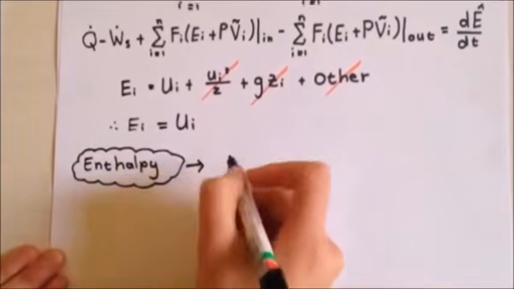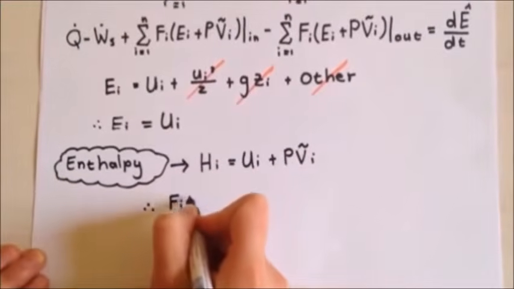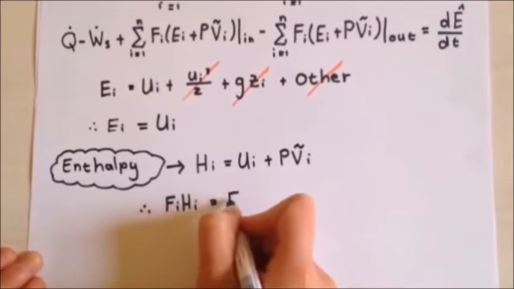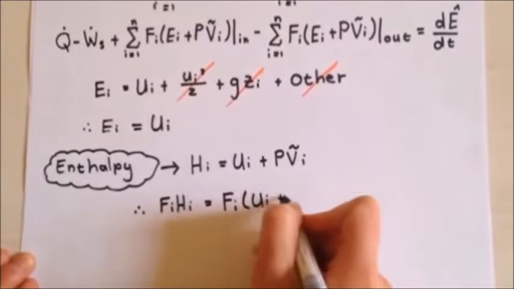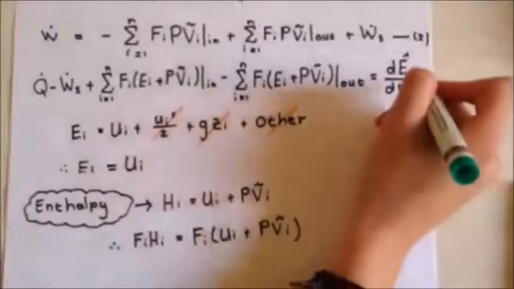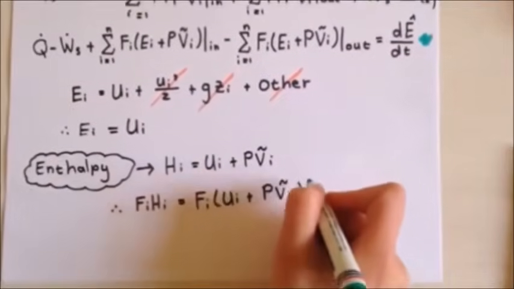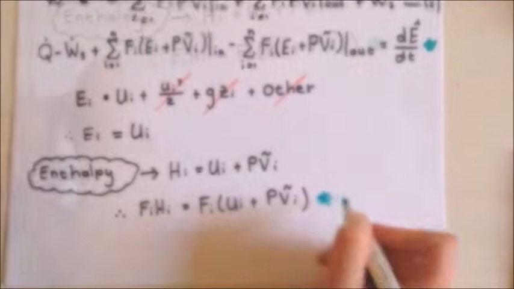Further, we know that enthalpy is the sum of the internal energy and the flow work, multiplied with the flow rate, as in the energy balance. This equation is then subbed into the energy balance to rewrite it in the following form.